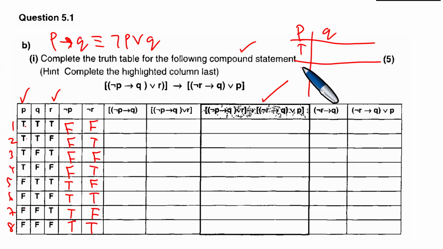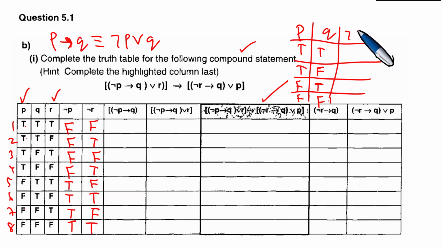the true, false, and then true, false. Right, so that in the end, then you have not P. Not P, right, which is going to be false, true. Okay, that would be the not P.